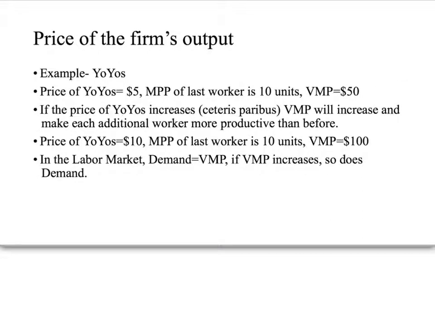Going through one by one here, the price of the firm's output. So an example is if we're producing yo-yos. If the price of yo-yos to begin with is $5 and the MPP of the last worker is 10 units, then the value of the marginal product is $50, $5 times 10 units. If the price of yo-yos increases, again, ceteris paribus, the VMP will increase and make each additional worker more productive than before. So if we take just the last worker, the price of yo-yos goes up to $10, the marginal physical product hasn't changed, but the VMP of that last worker is now $100. So in the labor market, demand is equal to VMP. If VMP increases, so does demand for labor.